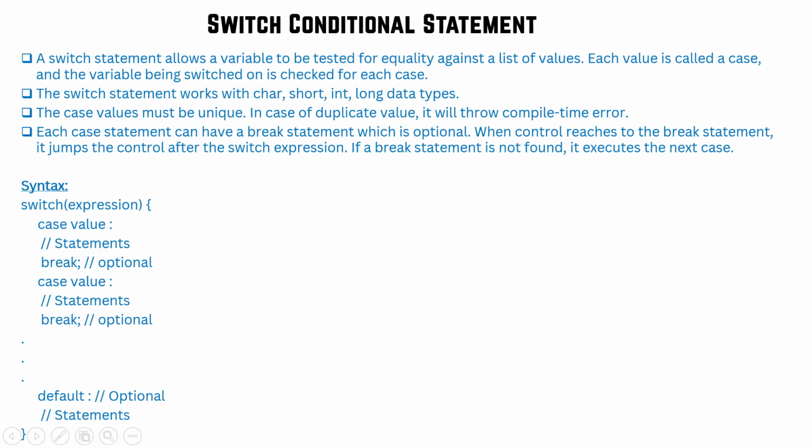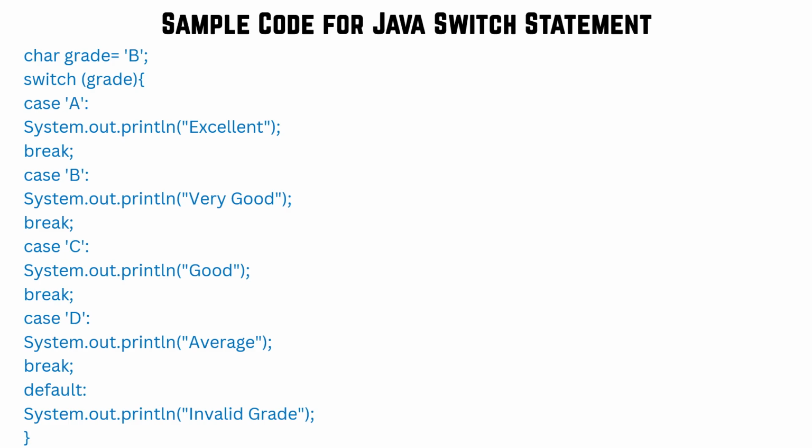What is the syntax? You already see: switch expression, case value, statement, and optionally break. Again case, and last you can give the default. At the last, there is no break because that is the last one, right? By default, it will be executed. Okay. So I already gave an example for the grading part. That part you can give a try. Like case A, grade A means excellent, grade B means good, very good, with the character data type. And default is invalid grade.